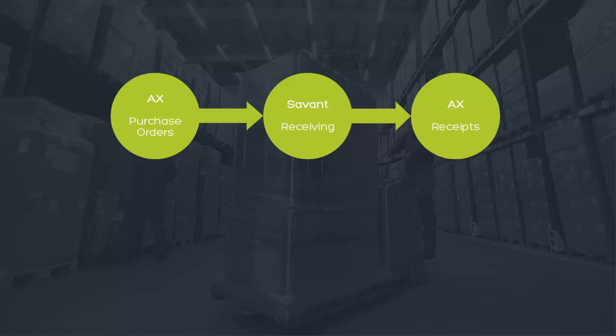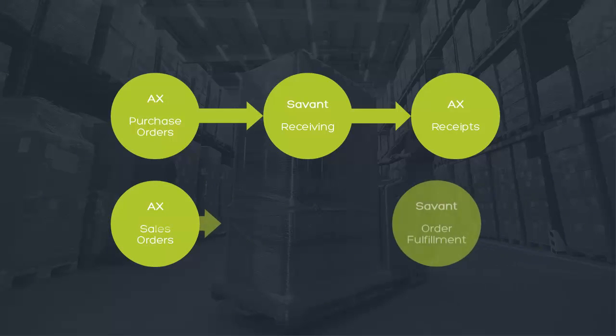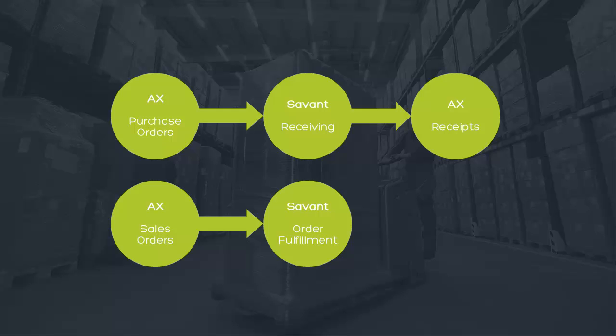In our second demonstration, sales orders will be created in AX and sent to the Savant system. Savant users will pick and ship the orders. When shipping is complete, ship data is sent back to AX.